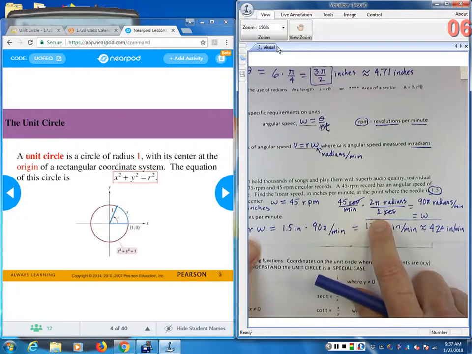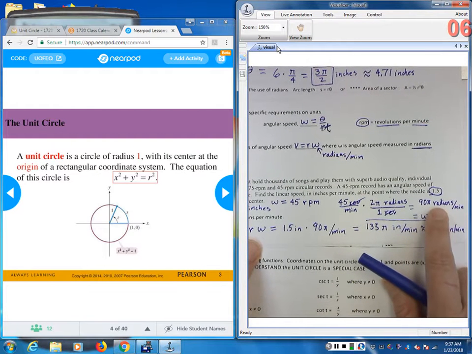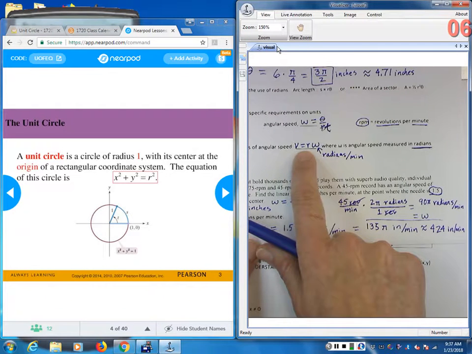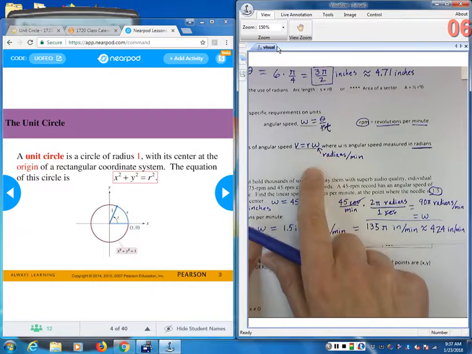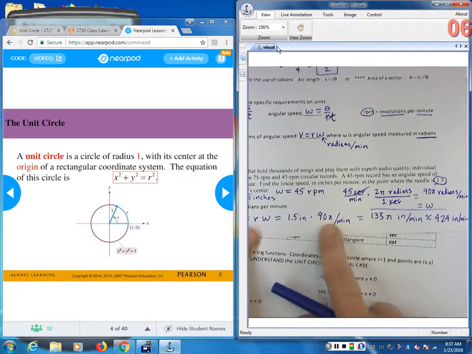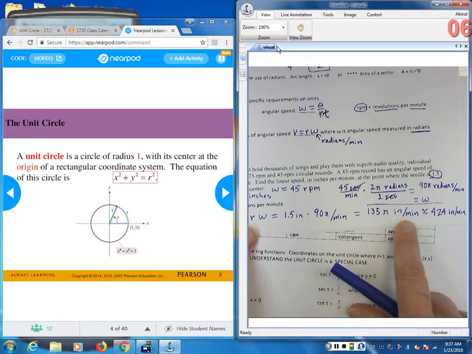So you get 90 pi radians on this example down here. And then linear speed is r, the radius times omega in radians per minute. And then you have to multiply that. And we leave the radians off.